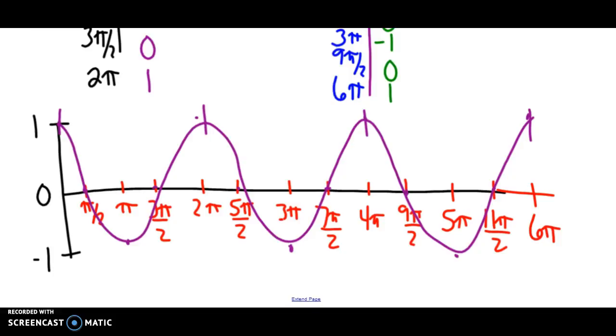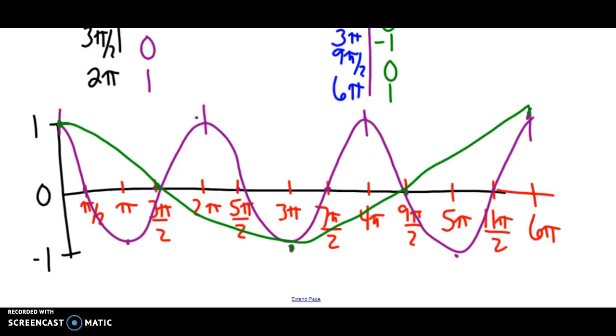Now that one, 0 is still 1, but now my next 0 was 3 pi over 2. My negative 1 was at 3 pi. My next 0 was at 9 pi over 2. And then my final 1 was at 6 pi. So now if I connect these dots, you'll see that it starts at 1, ends at 1, but that's only 1 period.